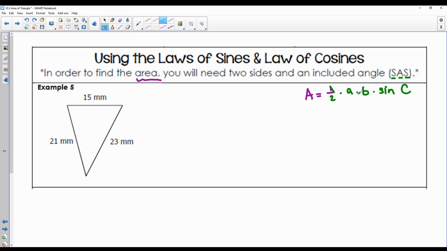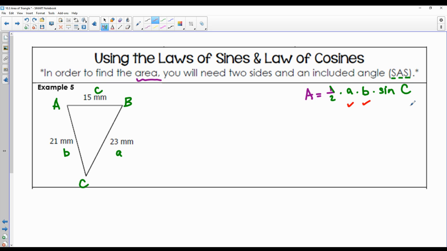Basically, you need to know two sides, A and B, and the angle that's right in between them. C is always going to be between little a and little b. So when you label your triangle over here, if we just call these A, B, and C, here's little a, here's little b, and here's little c. Notice we've got our A and our B, so we're good there.